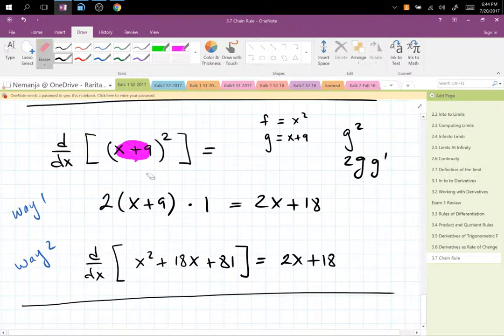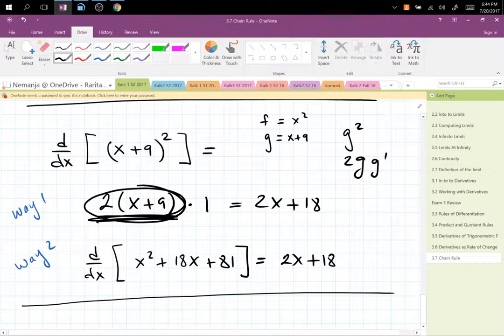So here's your, over here, 2x, which is 2g, times the derivative of the inside, which is 1.